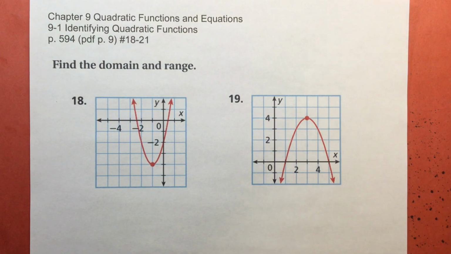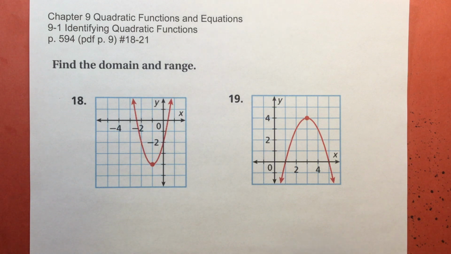Hello, we're finishing up Chapter 9, Section 1, Identifying Quadratic Functions. I'm on page 594. We're going to do problems 18 through 21. We're going to give you graphs. You can see them right here. There's the other two. From the graph, we're going to figure out what the domain and the range is. So, how do I find out what the domain is?